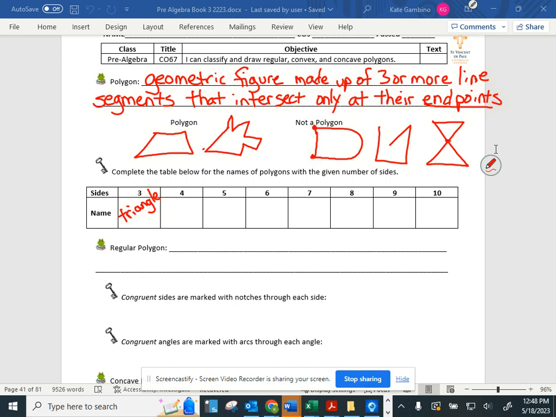What do we call a four-sided polygon? Okay, so I heard square, I heard rectangle, and I heard quadrilateral. Which one would be the official name for a four-sided figure? Quad means four, and lateral means side. So a quadrilateral is a four-sided figure. Does a square fall under that? Yeah. Does a rectangle fall under that? Does a trapezoid fall under that?